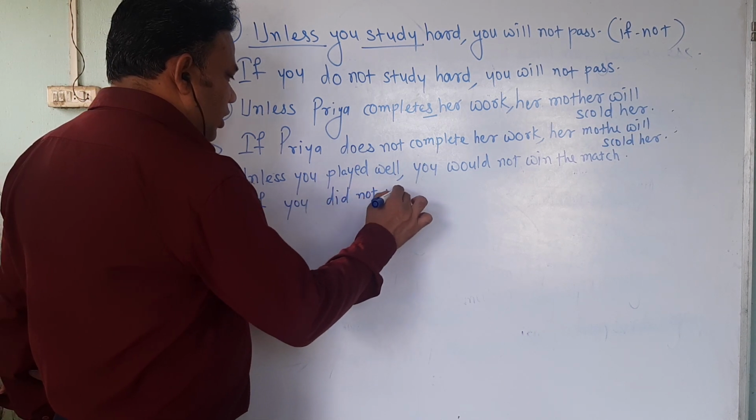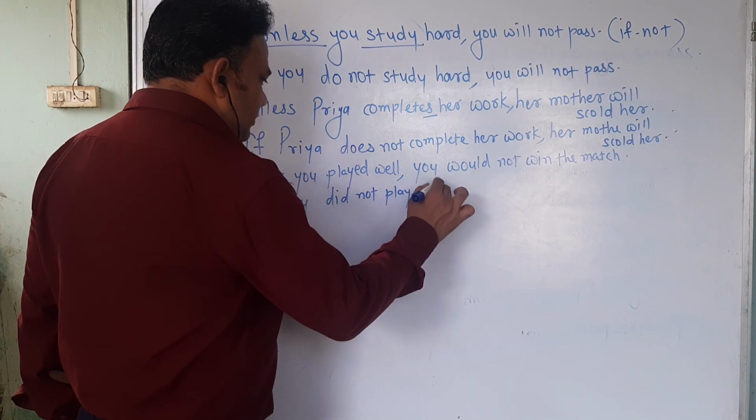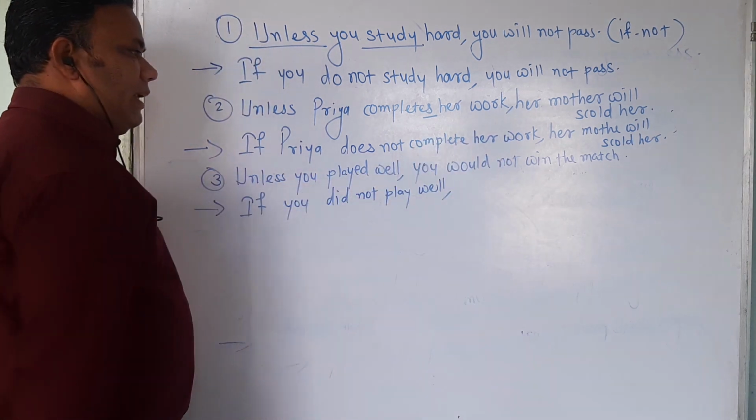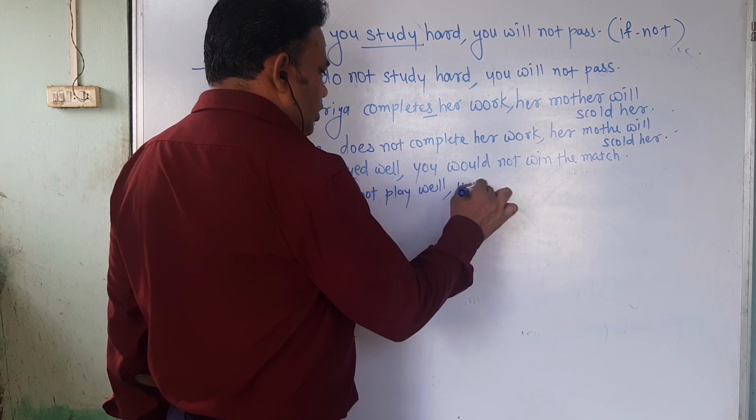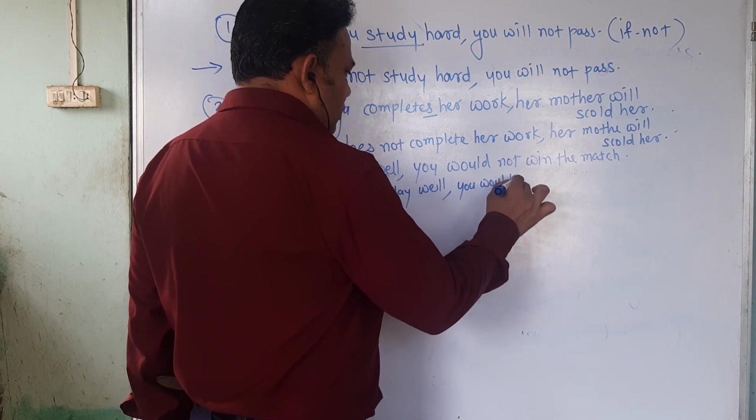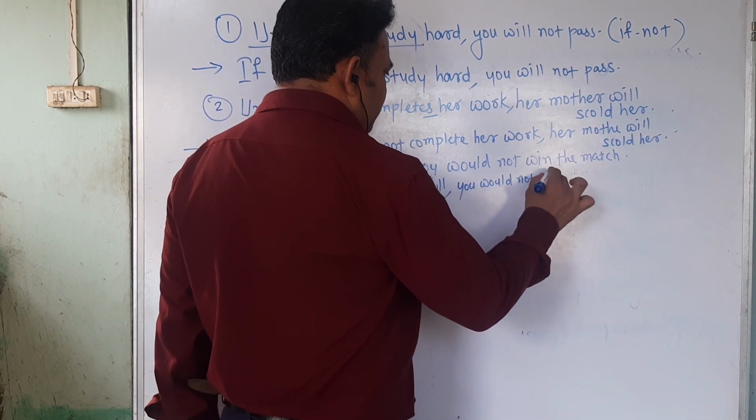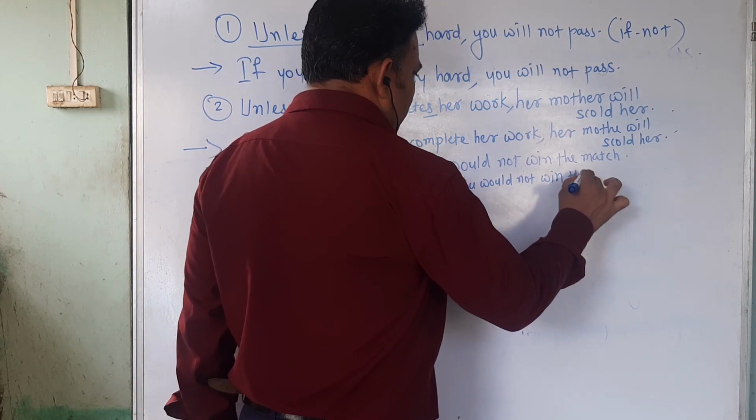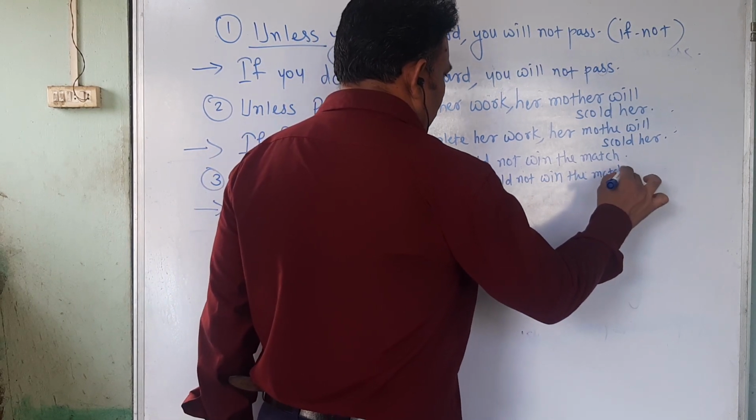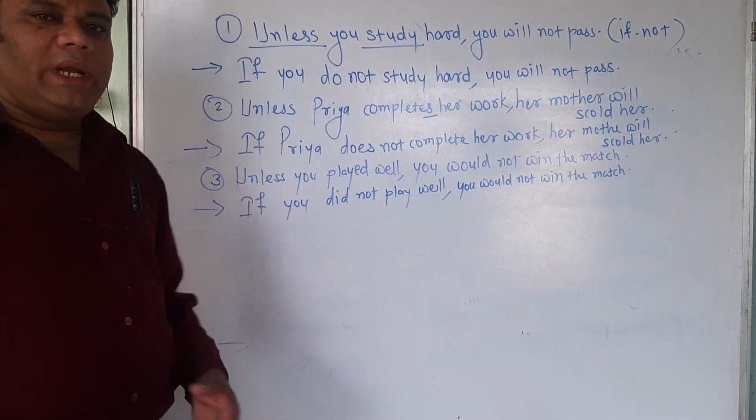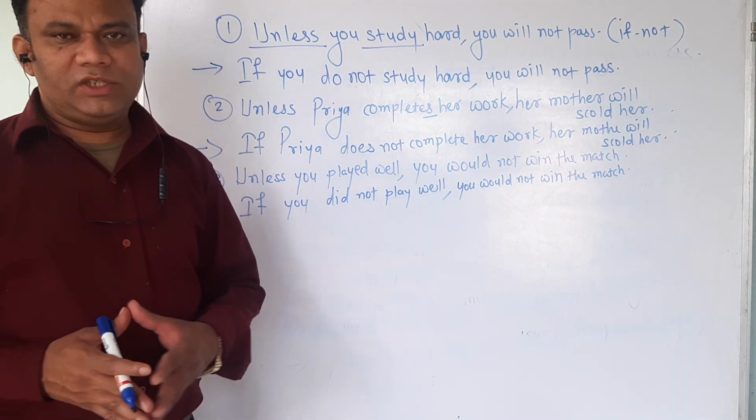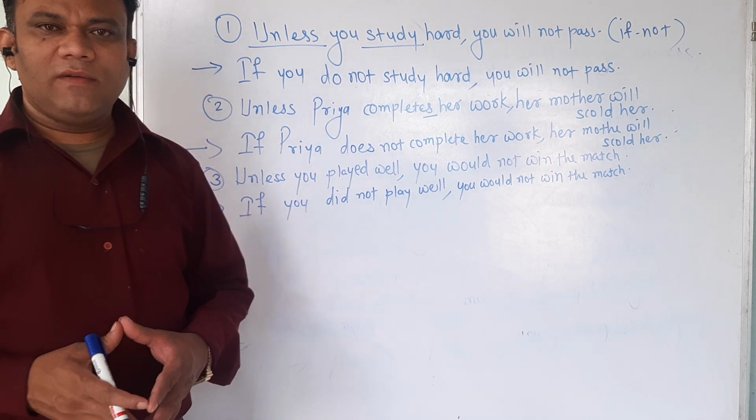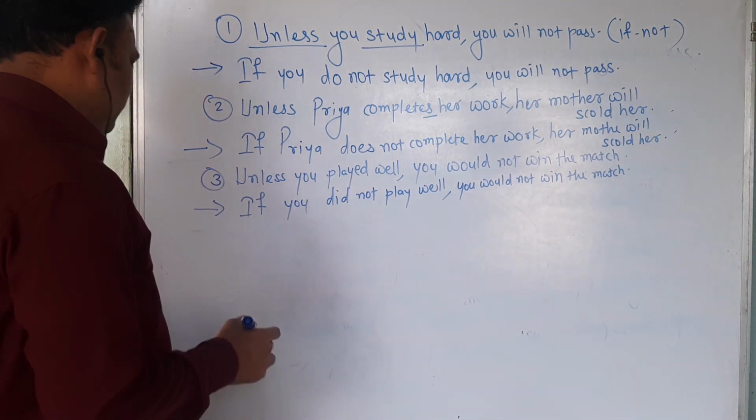If you did not play well, there will not be any change in the remaining part of the sentence. You would not win the match. Now sometimes what happens, unless is used in the middle part of the sentence. Then how to solve? See here.